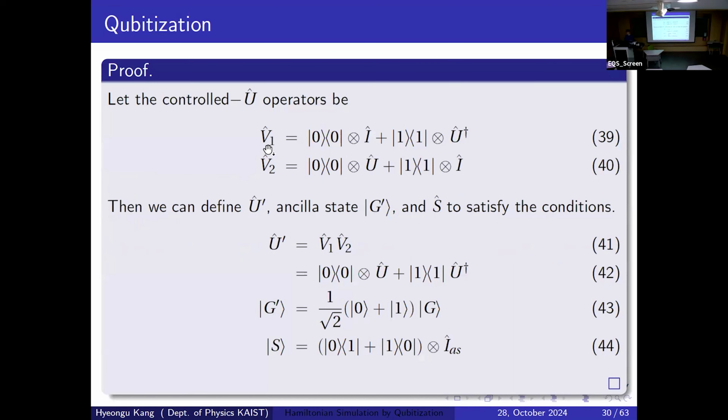So we have these two controlled U operators. The first one is just a controlled U dagger. This one is a controlled U, but the control qubit is in the opposite manner. If we multiply these two, we get this. And if we use this ancillary state as this and define this, it will satisfy the conditions. This is just a calculation, so I will skip this.